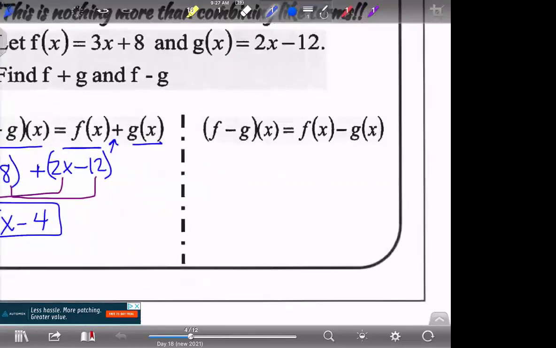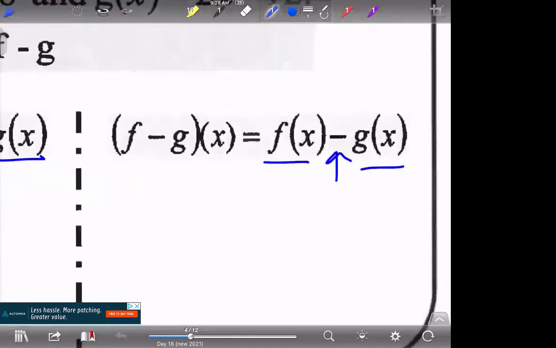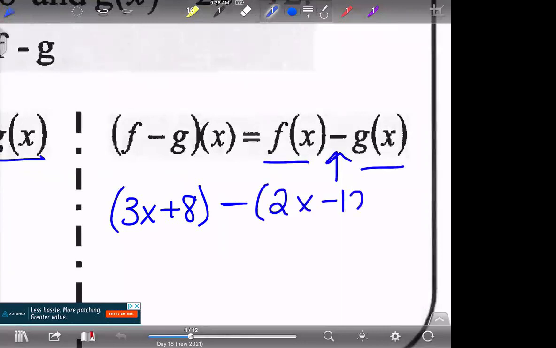For the second question, that's where things get a little bit trickier. So we're changing from addition to subtraction. The first step's going to be the same. We're going to write f of x in parentheses, then we're going to write a minus sign, then we're going to write g of x in parentheses. So almost the exact same first step as the one we just finished, except we're going to have a minus sign in the middle. So we're going to start with the 3x plus 8. This time we're going to have a minus sign, and then the 2x minus 12. So that's step 1.